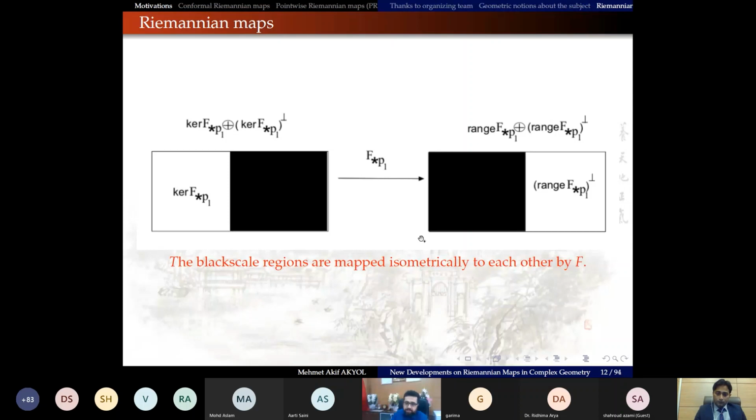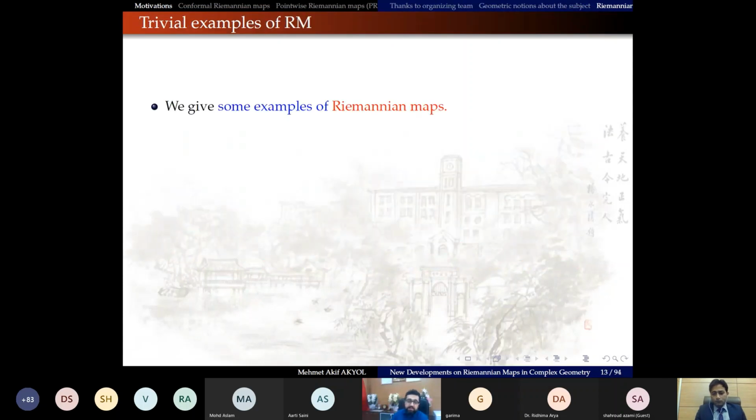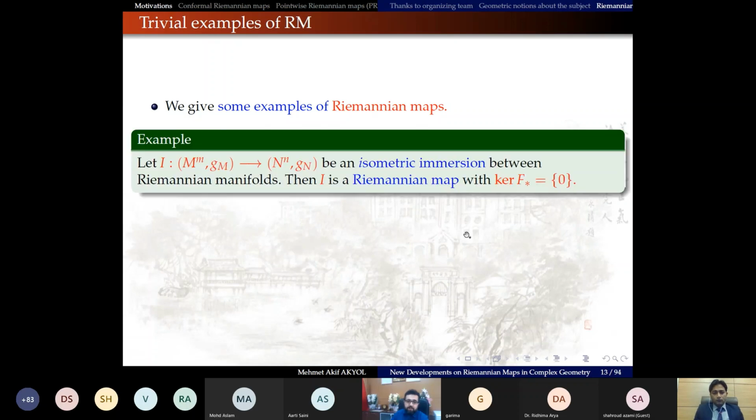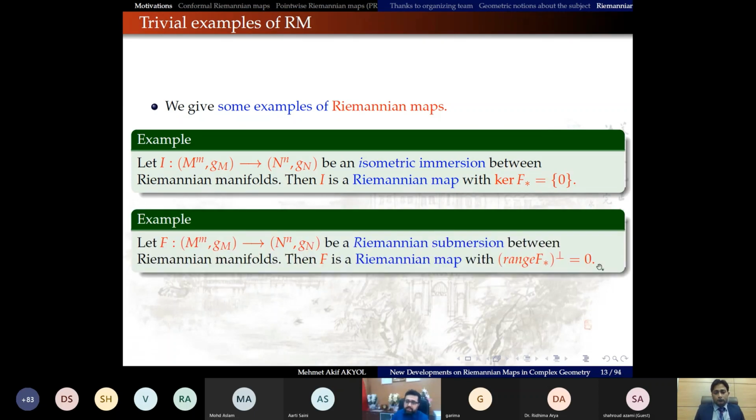Of course, isometric immersions and Riemannian submersions are trivial examples of Riemannian maps. When you take the vertical space to be zero, you obtain an isometric immersion. And also, if you take the perp of the range of F star to be zero, you will get a Riemannian submersion. There are many examples on that in the theory. You can find them anywhere, especially in that book.